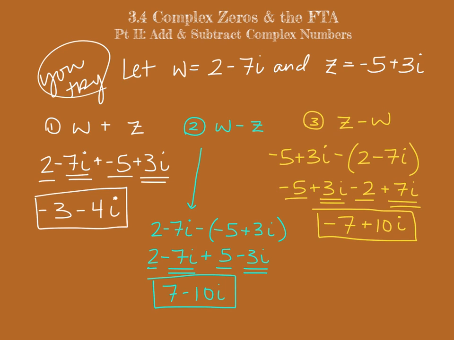Here are the 3 solutions. If you need help working it out, you can pause the screen here to see my work. But note that all of the answers are written as complex numbers in a plus bi form. And that's adding and subtracting complex numbers, not too bad.